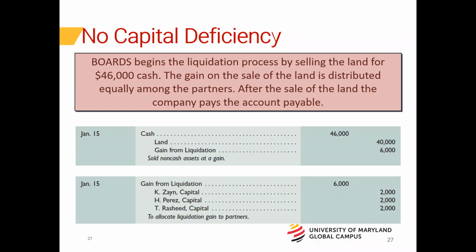So let's say we sold the land for $40,000, and there was a gain from the liquidation of $6,000. So we got $46,000 of cash coming into the business. This was before the liquidation. That gain on the sale of the land is the first thing to be distributed to the partners based off of the partnership agreement. It's all equal, so each partner gets $2,000.